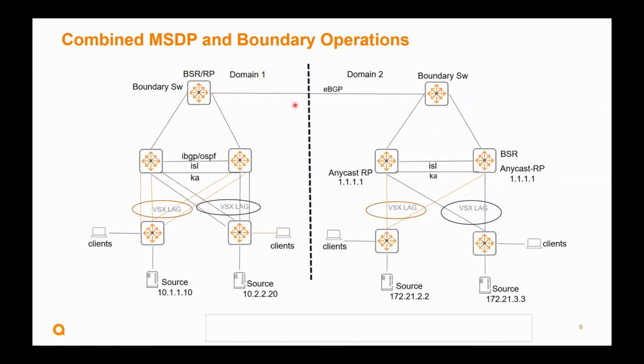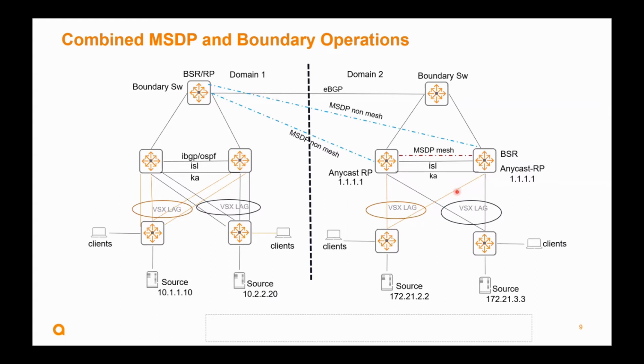But the question is, how are they to know now? How is domain 2 going to know about the source in domain 1, 10.1.10, if we're basically preventing the rendezvous point announcements and so on across? That's where MSDP kicks in. Of course, our internal MSDP mesh is running for the Anycast, but between the domains, we have MSDP.